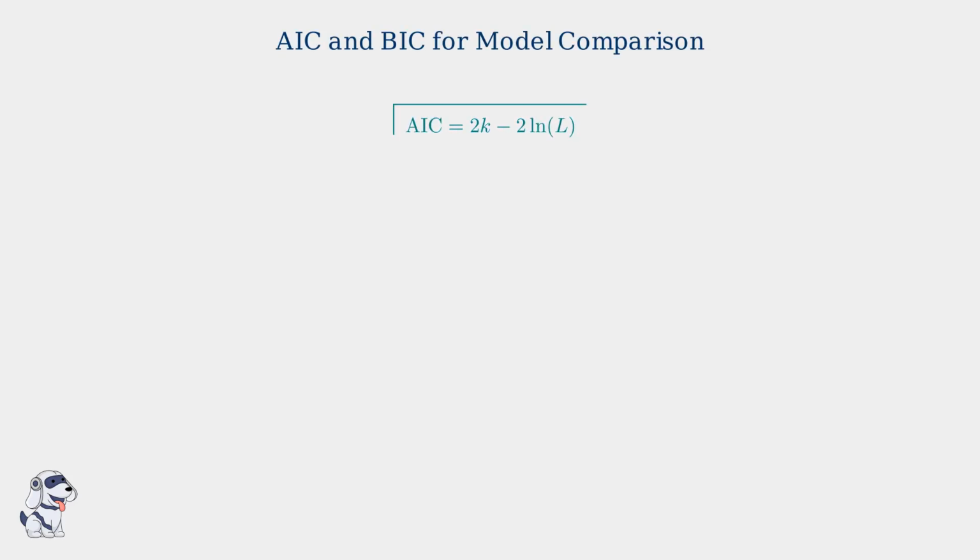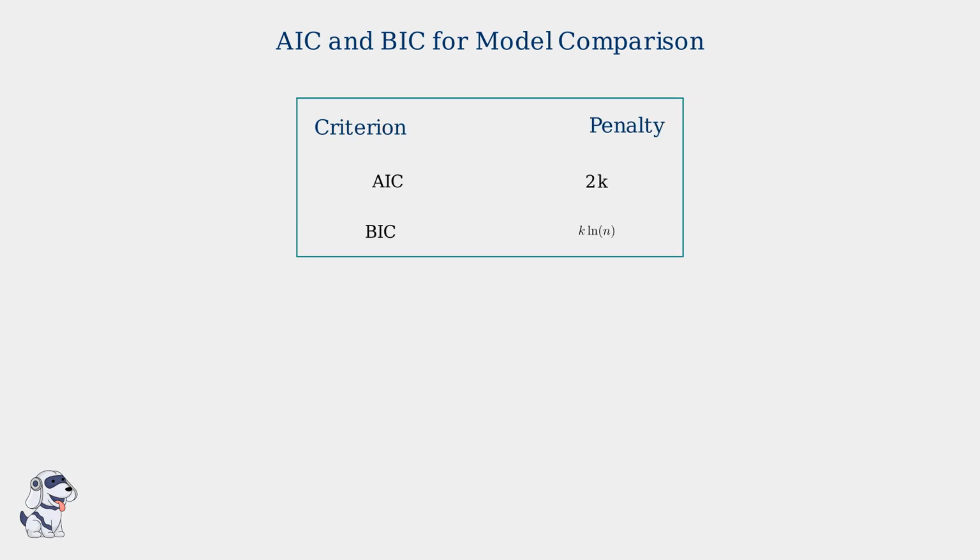The Akaike Information Criterion, AIC, measures how well a model fits the data while penalizing complexity. The Bayesian Information Criterion, BIC, adds a stronger penalty of k log n, which increases with sample size. Here is a side-by-side comparison. AIC uses a penalty of 2k, while BIC uses k log n. Lower values indicate a better model. AIC favors predictive accuracy. BIC is better for finding the true model in large samples.